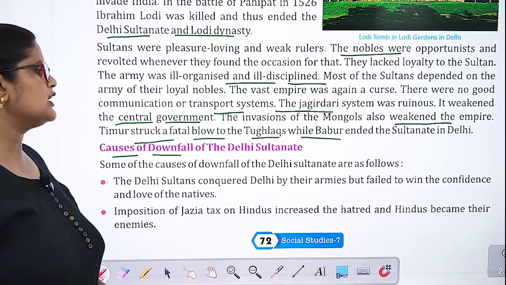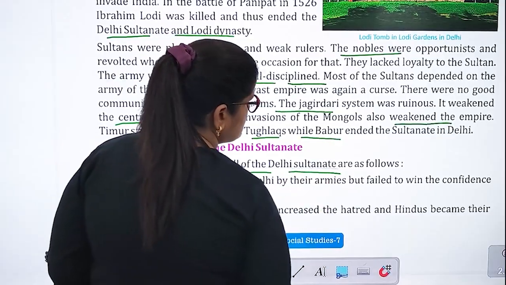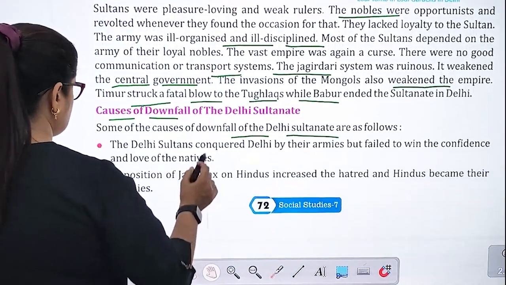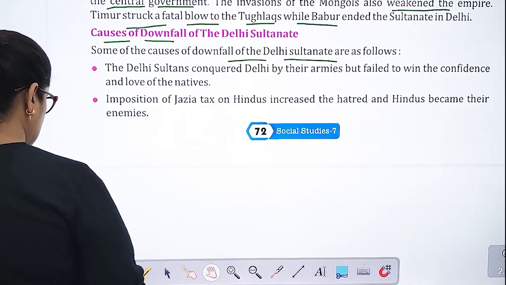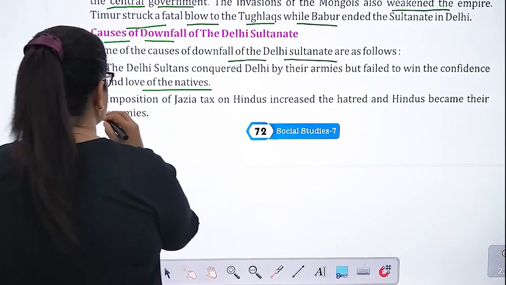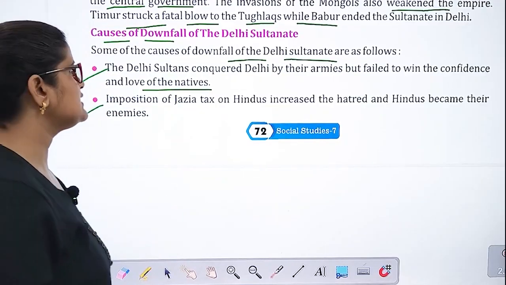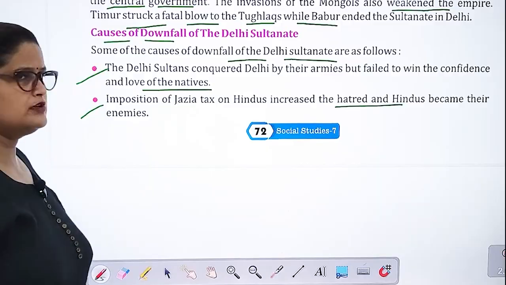Causes of the downfall of the Delhi Sultanate. Some of the causes of the downfall of the Delhi Sultanate are as follows. The Delhi Sultans conquered Delhi by their armies but failed to win the confidence and love of the natives. Imposition of the jizya tax on Hindus increased their hatred, and Hindus became their enemies.